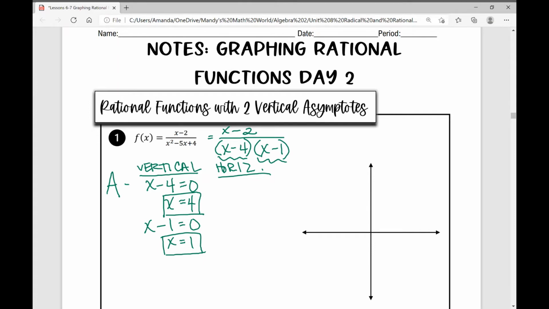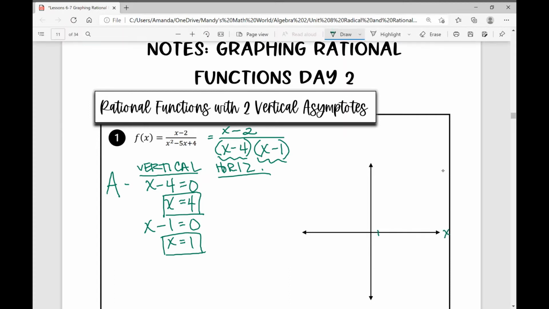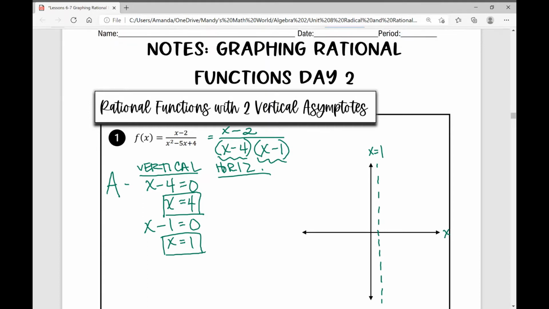So let's graph those two vertical asymptotes. The first one is at 1, so there's where 1 is on my x-axis, and there's my first vertical asymptote. At x equals 1, it's a vertical line, so it's just x equals that number. Then I'm going to graph x equals 4, and there's my other vertical asymptote. So you can have many different vertical asymptotes.